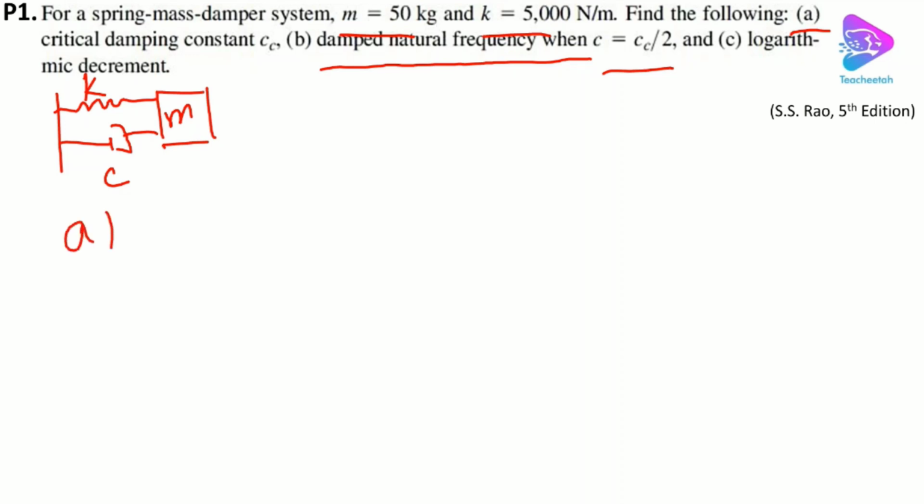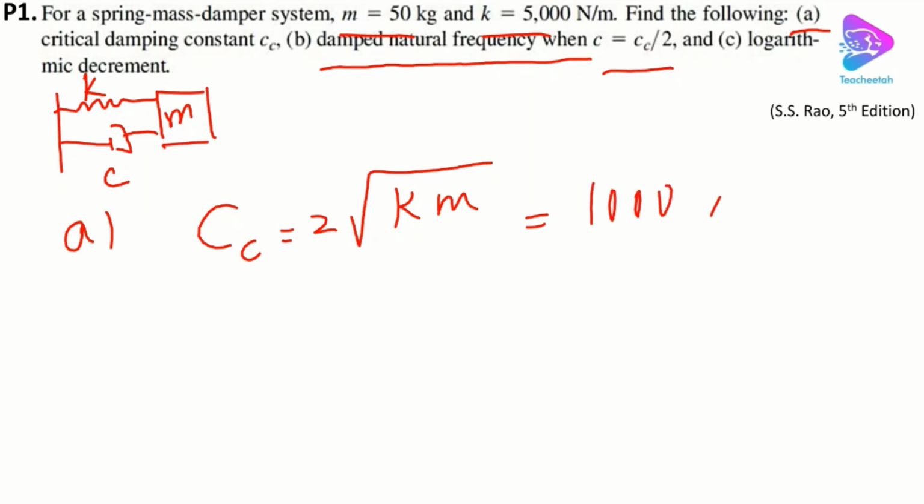The problem is asking for the critical damping. Like I said, critical damping is a parameter depending on the stiffness and the mass. So C critical is equal to 2 square root of K times M. For this case, we know both K and M, so we can do the calculation, which gives us 1000 Newton second per meter. So this is the critical damping. This is very simple.